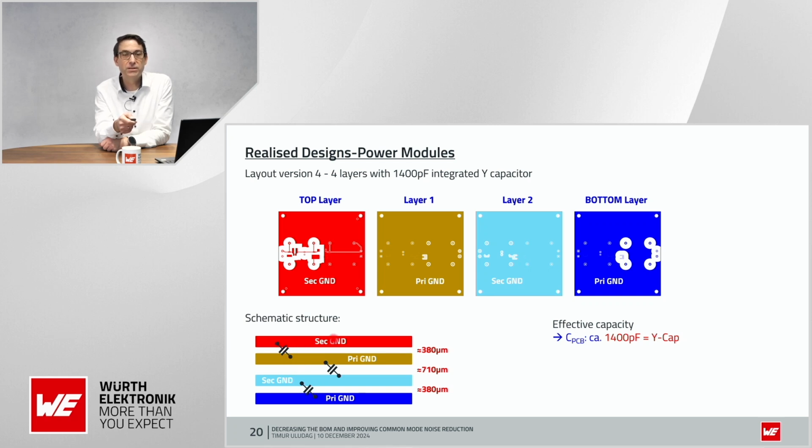The first one is between secondary ground and primary ground, so from here to here. Then from primary ground to secondary ground, from layer 1 to layer 2, and then we have from layer 2 to the bottom layer the third one, that means from secondary ground to primary ground. This is now the maximized version. This is the most you can get from a 4-layer design for 80 by 80 millimeters. Here we are talking about 1,400 picofarads as an integrated capacitance.